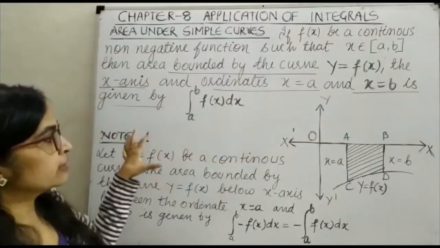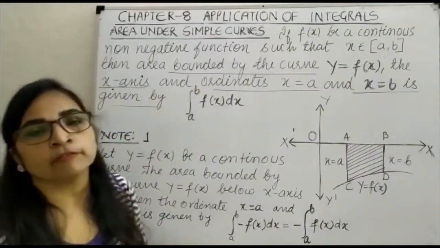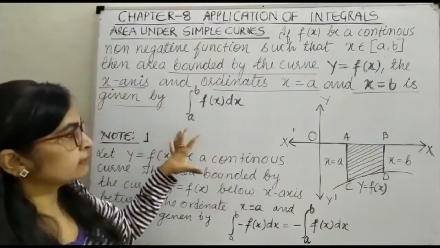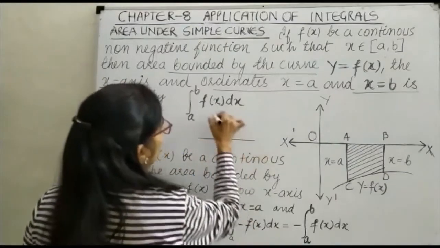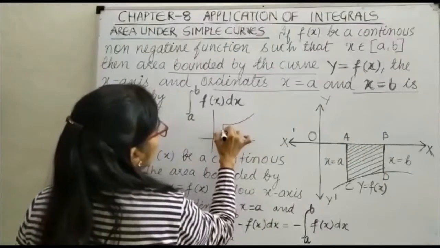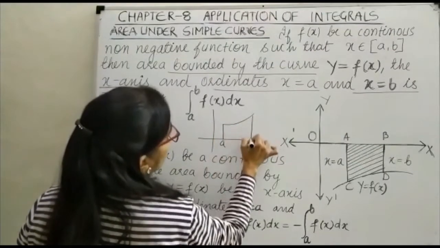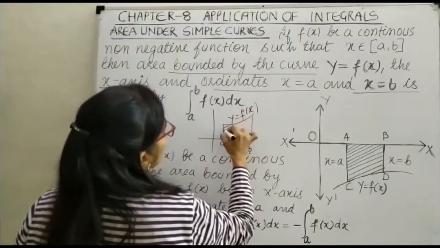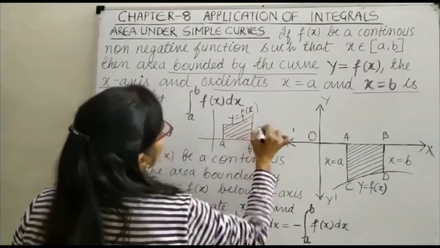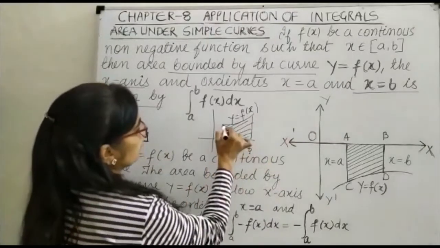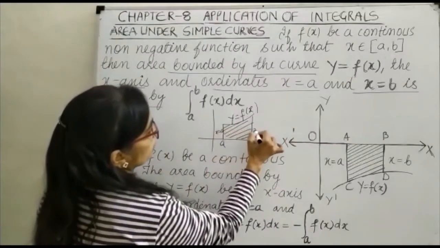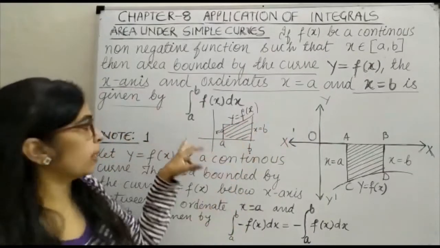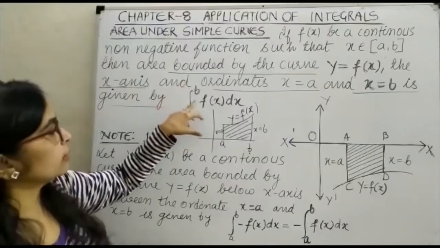Now just see here, it is saying how we can find the area by using integrals. Suppose this is your curve, this is your ordinate a and here it is b, this is your curve y equals f(x), then this area, that is the x-axis, this is your x equals a and this is your x equals b. So this area is given by the integration from a to b of f(x) dx.